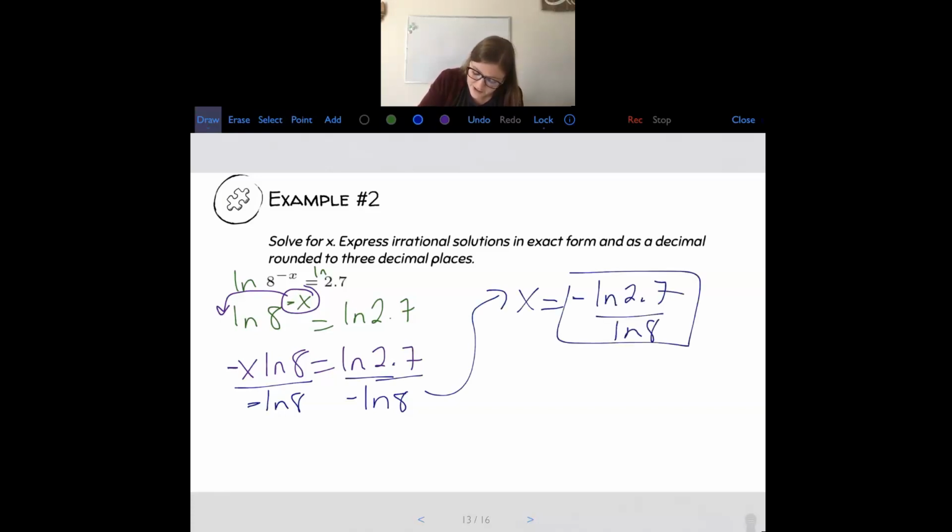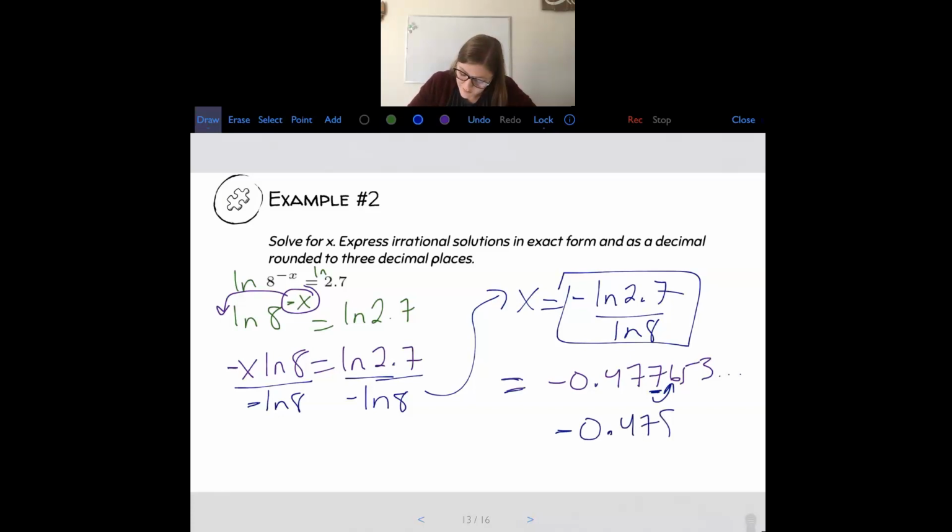So this is our irrational solution in exact form. And then you would plug it into the calculator. So you would plug in negative ln of 2.7 divided by ln of 8, and we get negative 0.477653, and we're asked to round to 3 decimal places. So we go to the third spot after the decimal, look next door. Since that number is 5 or greater, the 7 goes up to 8. So our decimal form to 3 places is negative 0.478.